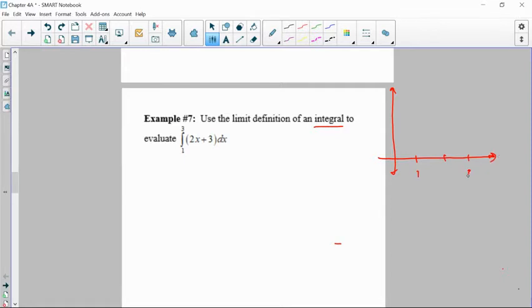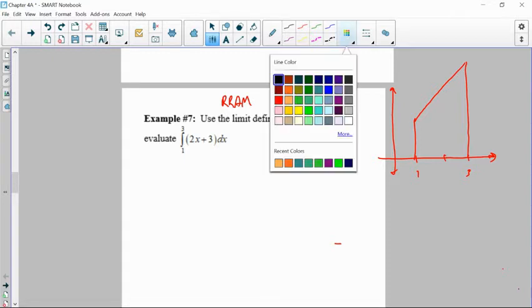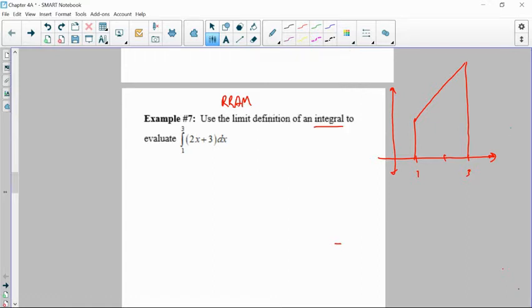So from 1 to 3, if I were to graph 2x plus 3, if I put in 1, it would have a height of 5. And if I put in 3, the other boundary, that's 6 plus 3 is 9, so I have a height of 9. So here's the curve. It's linear, so I could easily find this area. But instead of finding the exact area, I'm going to use one of our approximation models. I'm going to use a RAM, defined by the right side. I could have picked left or middle, but we'll stick with the right side. So rather than finding the exact area, I'm going to find an approximate area.